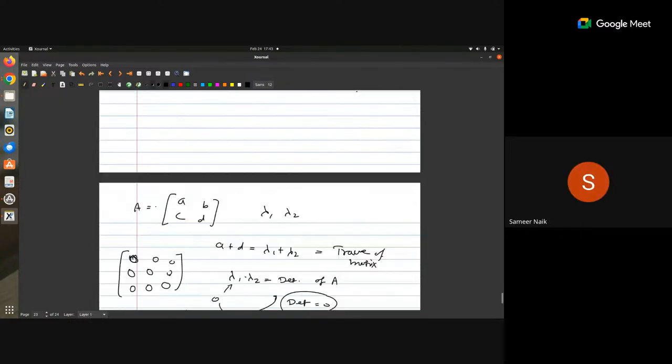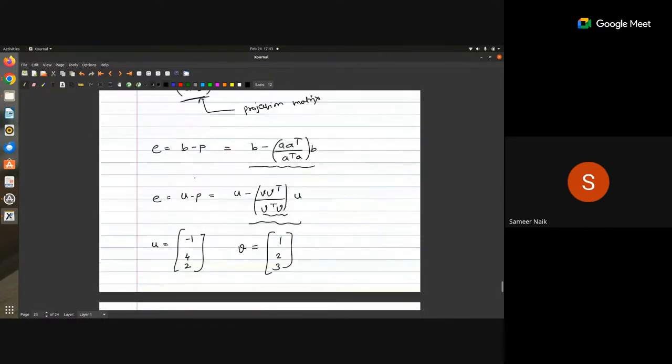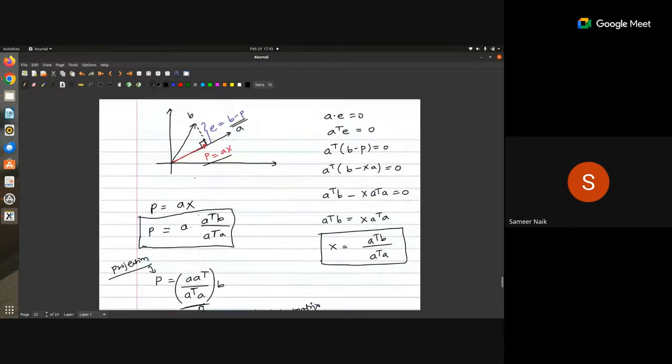Sir, I have a question on the same 15th question. Can you please come to the diagram that you used initially to explain the projection? Over here we are supposed to find the length of E, so we are subtracting two vectors directly. The direction of B and P is different, right? I didn't get how B minus P gives us E.